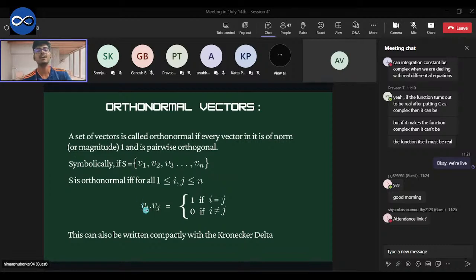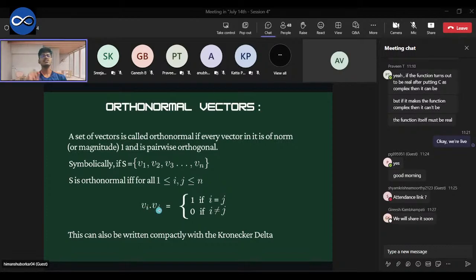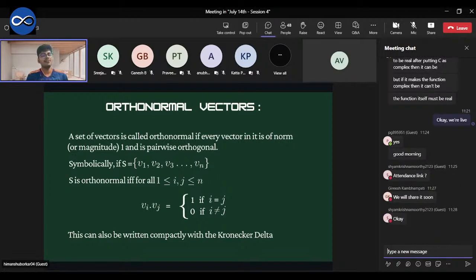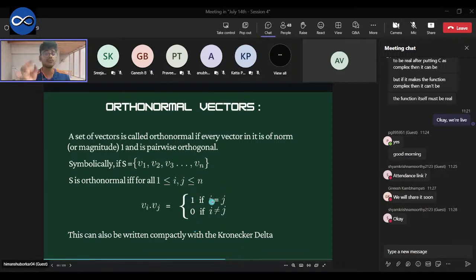If you see over here, vi, vj, where i and j are in the range 1 to n, inclusive of 1 and n, of course. That just means it could be v1, v2, v3, or anything between v1 and vn, right? Let's say, for example, I take v2 and v2, that is, i is equal to 2 and j is equal to 2. So it's just the dot product of the vector with itself. What is that? It gives us the magnitude or the norm of the vector, right? And we know the magnitude is 1 in an orthonormal set. So here we get 1 if i is equal to j.